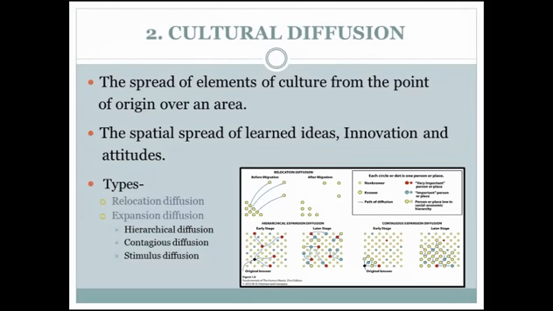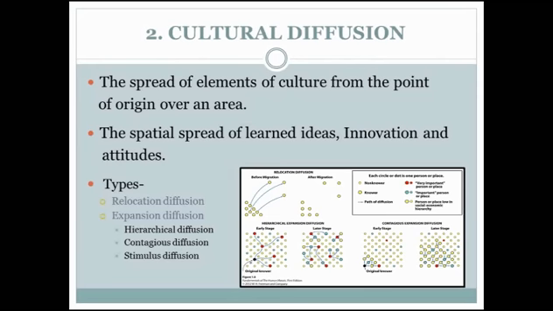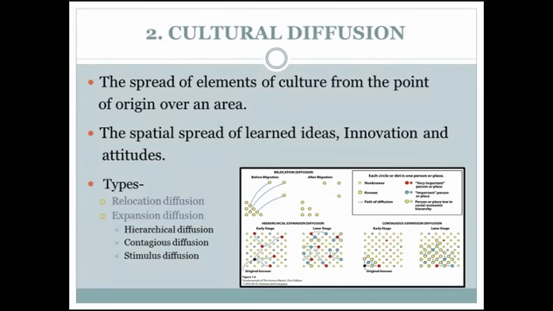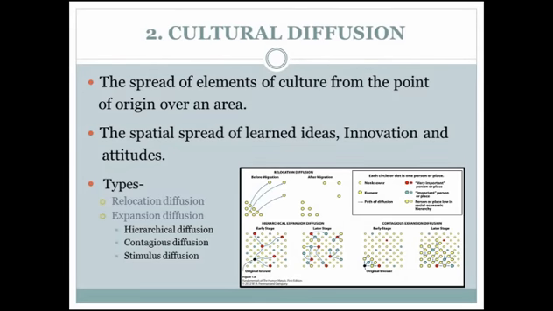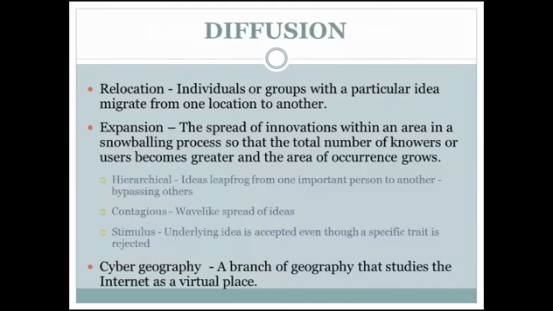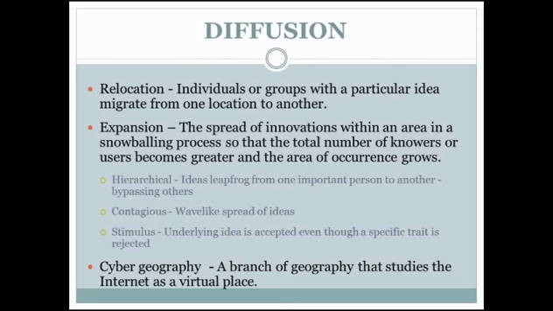There are two major categories of cultural diffusion: relocation diffusion and expansion diffusion. And within expansion diffusion, we have hierarchical diffusion, contagious diffusion, and stimulus diffusion. Relocation diffusion means where individuals or groups with a particular idea migrate from one location to another. So it involves relocation of humans.